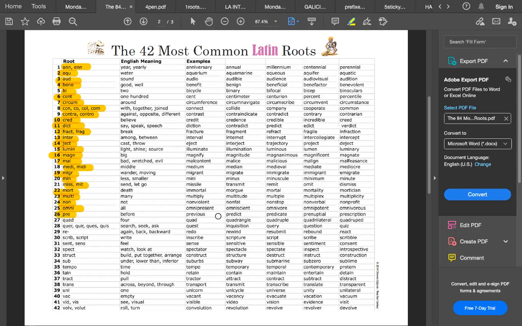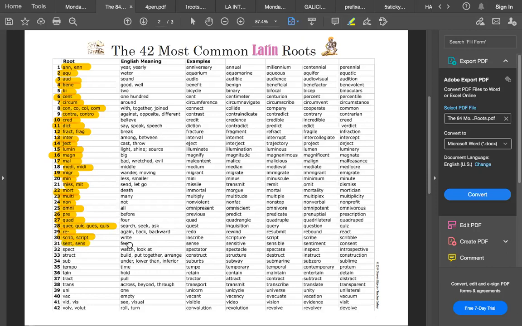Pre means before, so previous, predict, predicate. Quad means four. So quad, quadruple, quadricept. That's your leg muscle, has four parts to it. Q-U-E-R, I-R, E-S, and I-S. This has to do with searching or questioning, quest, inquisition, query, question. Re means to do again, or to do back. Redo, rewind. Script has to do with writing, inscribe, scripture, script.